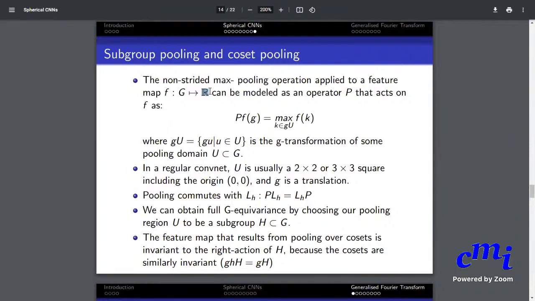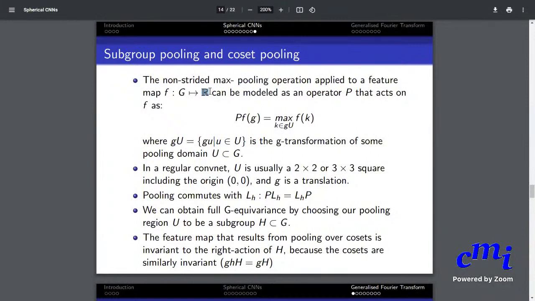Also, the paper has an elaborate proof that pooling commutes with L_h. So P L_h will be equal to L_h P, and we can obtain full G equivariance by choosing our pooling region U to be a subgroup H, which I already spoke about. So this feature map that results from pooling over cosets is invariant to the right action of H, because the cosets are similarly invariant.